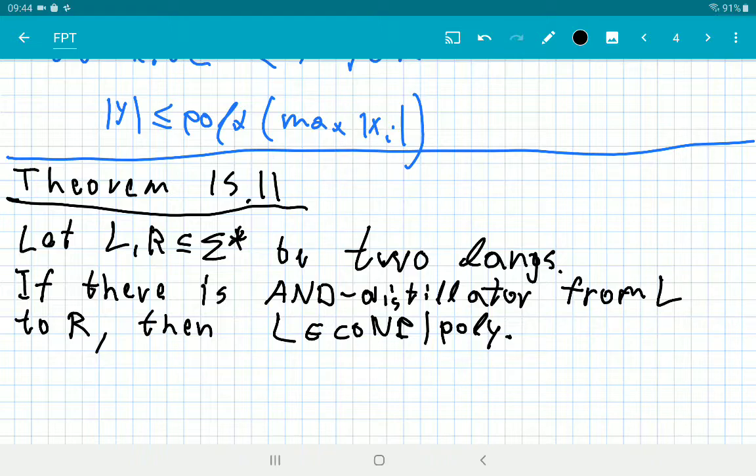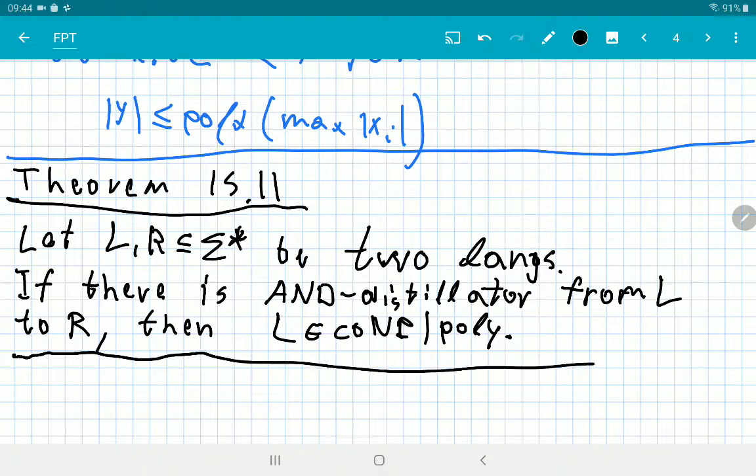coNP/poly is coNP where you're allowed non-uniform advice. It's a pretty strong statement. In particular, if L is NP-hard and you find a language like that, that proves that NP contains coNP/poly, which is extremely unlikely. It's a weaker assumption, of course, than P not equal to NP, but it's still very strong.